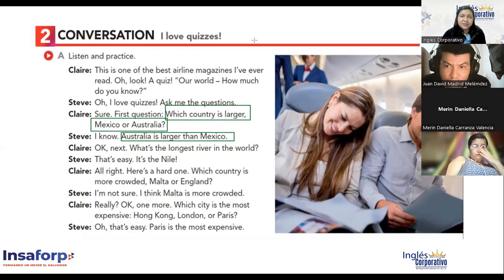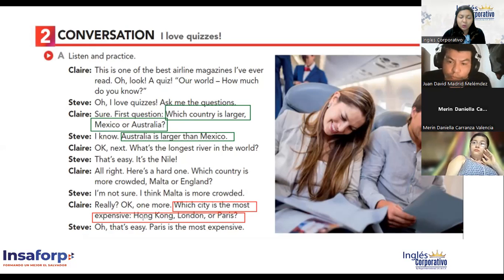Now, superlatives. In the case of superlatives, we are comparing more than three things, right? Most expensive. That's correct. Which city is the most expensive? How many cities do we have here? One, two, and three. Hong Kong, London, and Paris. We have three. So superlatives are used when you compare three or more things, right?